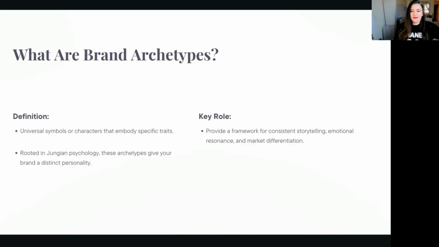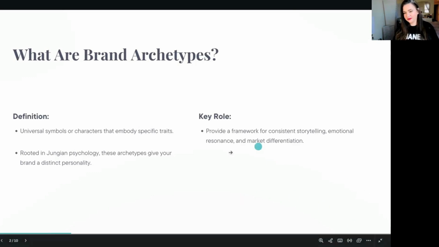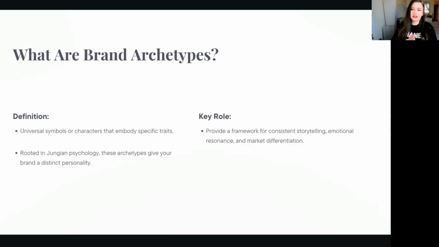But effectively we all have our similarities at the end of the day. And so when you think about your different brands that you like, as we're going through this, think of your favorite brands. Think of Nike, think of Adidas, think of Coca-Cola, and you'll start to see where they pull their branding from and where their archetypes come from. Why this is important is that it provides a framework for consistent storytelling, emotional resonance, and market differentiation. All the fancy words to say, it allows us to connect on a deeper level with our customers.